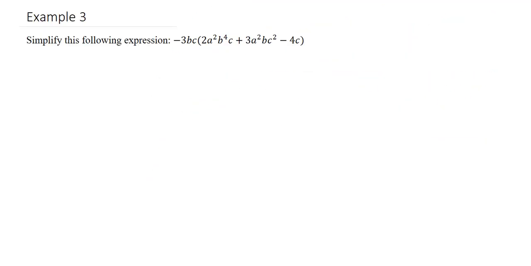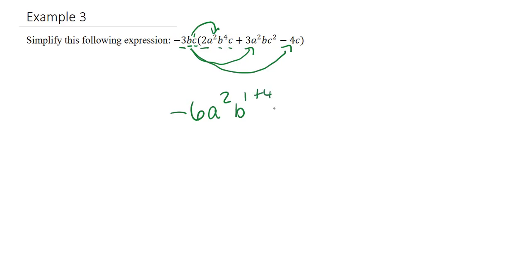Example 3, we're going to simplify the following expression. We have negative 3bc, and we're going to multiply it by each term inside. So we'll start with the first one, move on to the second, and then do the third. So we multiply the numbers together. Negative 3 times 2, that would be negative 6. Notice this has a, so we're going to go a squared. This one has a b and this has a b. So b, this is 1, so let's account for that, and then plus this 4. And now let's go to c.